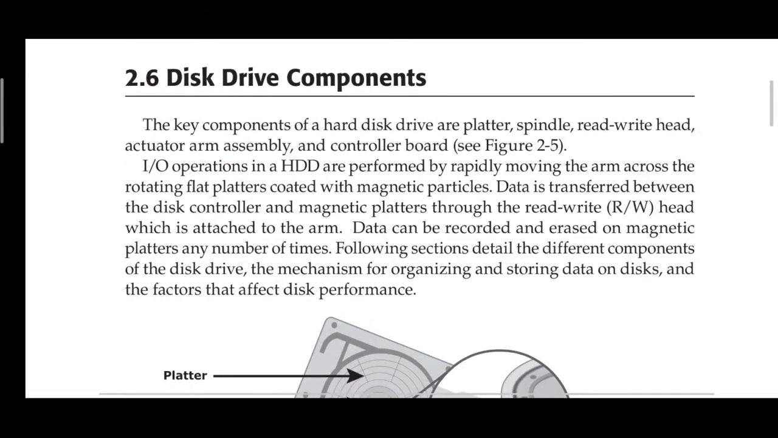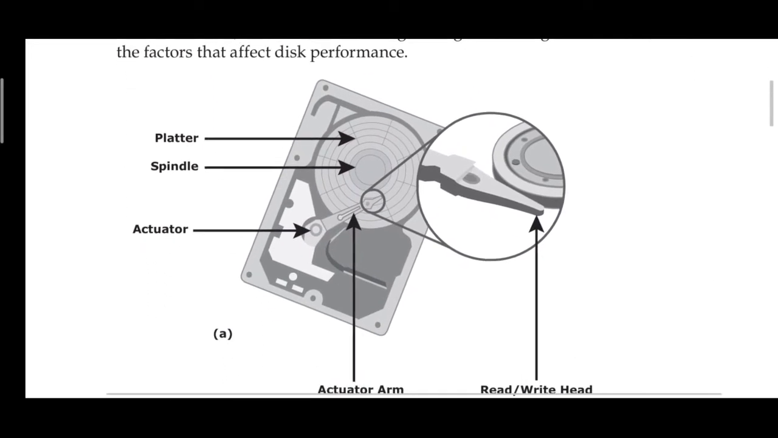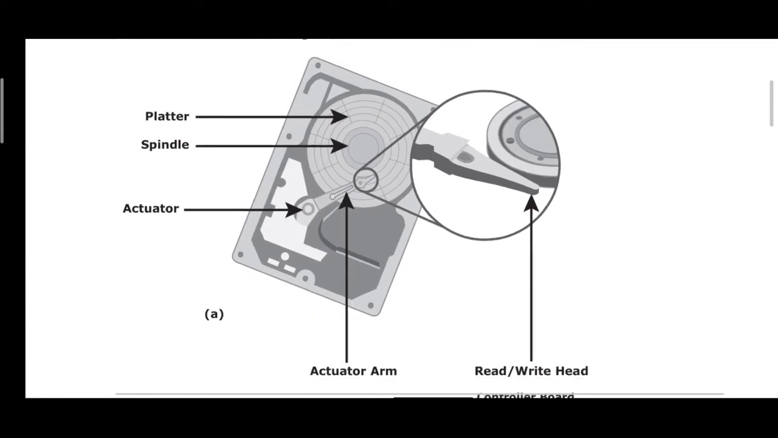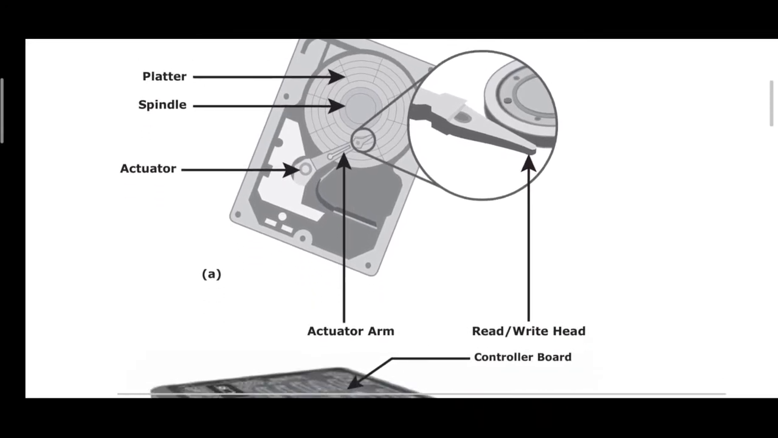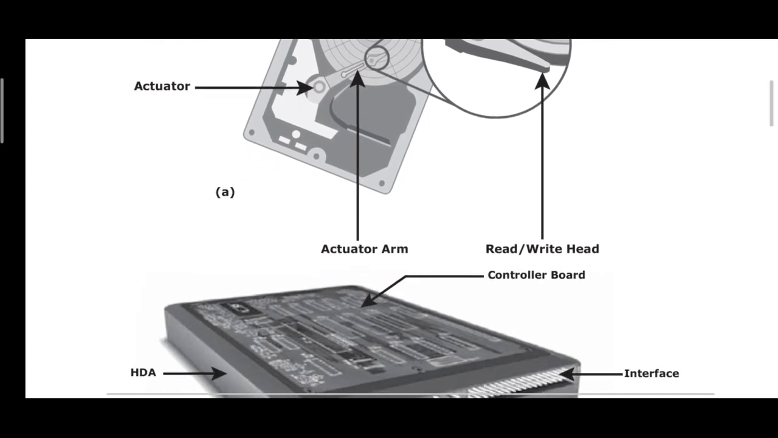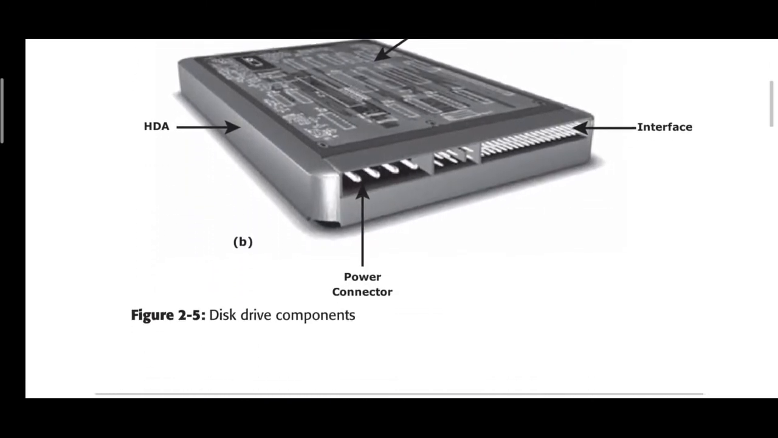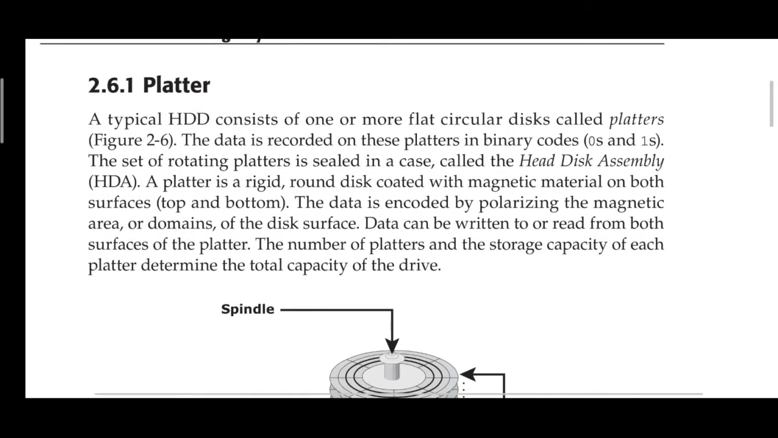Next is about the disk drive components. The key components of a hard disk drive. Recall the computer organization concepts once again. They are platter, spindle, read-write head, actuator arm assembly, as well as control board. You can go through the diagram here. It is clearly mentioned. Actuator arm, you can see, right? Spindle, read-write head, controller board. So, a picture of that. Okay, disk drive components.